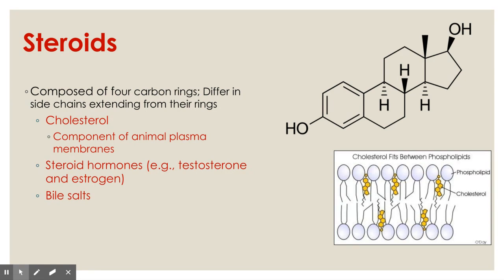We also have steroid hormones like testosterone and estrogen that are obviously important in sex signaling, basically, secondary sex characteristics. And then bile salts, which help dissolve things that are not really wanting to dissolve in water into our body, which is mostly composed of water.